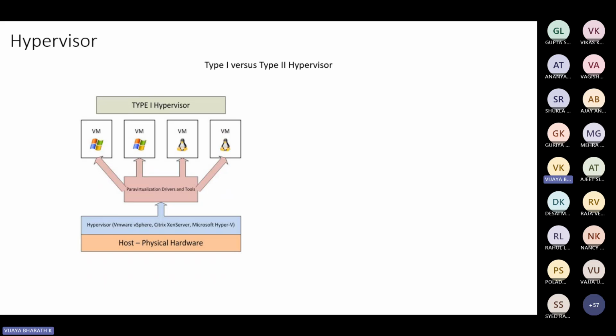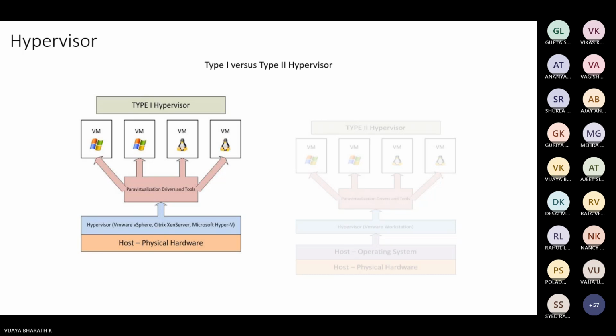So now you can see the difference between the type 1 versus type 2 hypervisor. First, you can see the physical hardware at the bottom, and on top of that, you have the hypervisor. The hypervisor is like your VMware vSphere, Citrix Xen Server, or your Microsoft Hyper-V. They are the most popular hypervisors in the market.